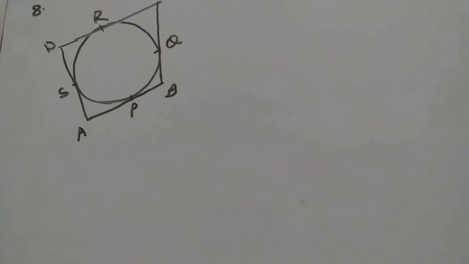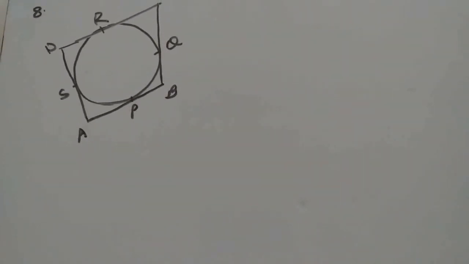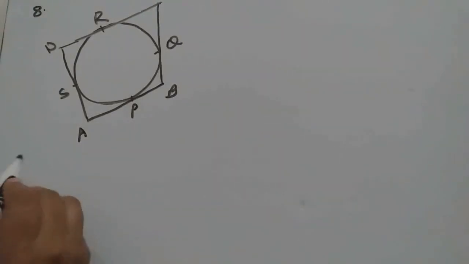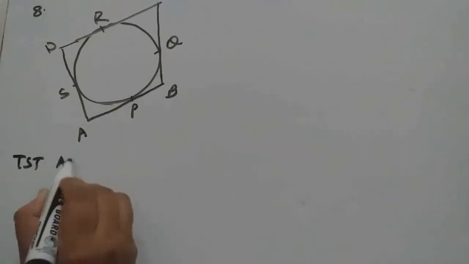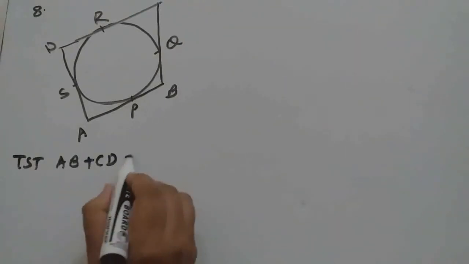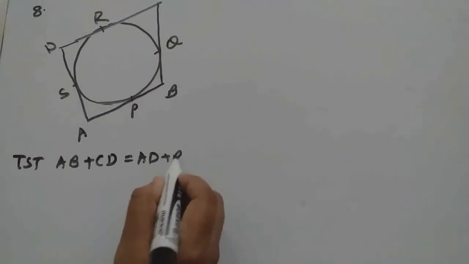In question number 8, it is given that quadrilateral ABCD is drawn to circumscribe a circle. Circumscribe a circle means the circle will be inside the quadrilateral. The figure is given in the question. So we have to show that AB plus CD equals AD plus BC.